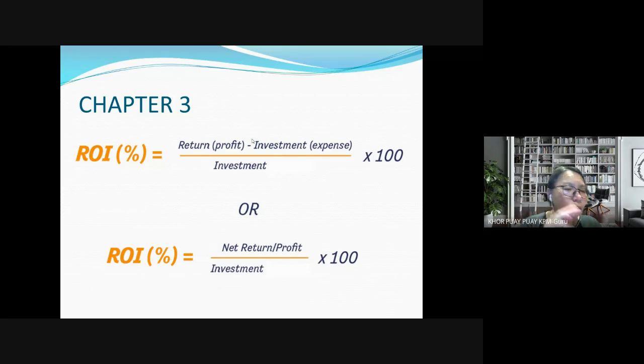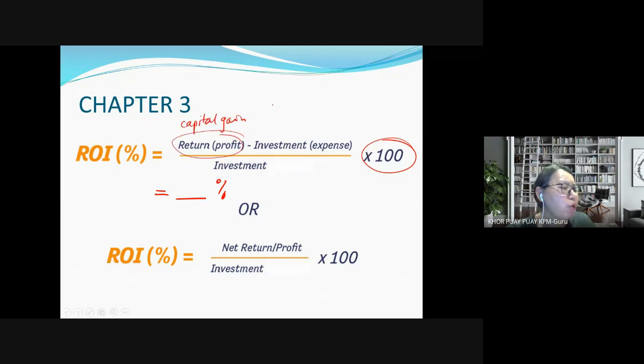So when you count ROI, return on investment, your answer must always be given in percent. Don't give RM, because you are counting how many percent your profit is for investing in something. Let's say, for example, you buy a house and sell a house. So when you buy a house and sell a house, the profit you get is the capital gain. Or before you sell the house, you rent it out, you also get rental. So this is your profit.